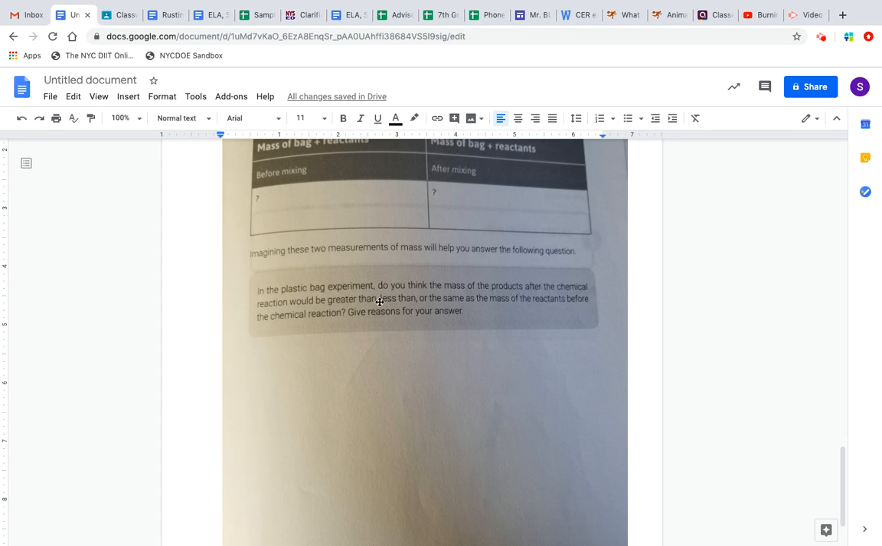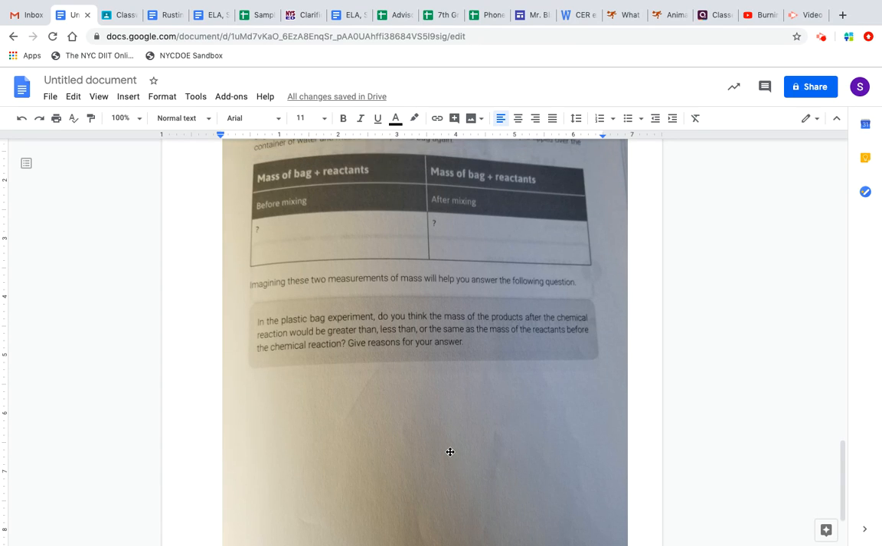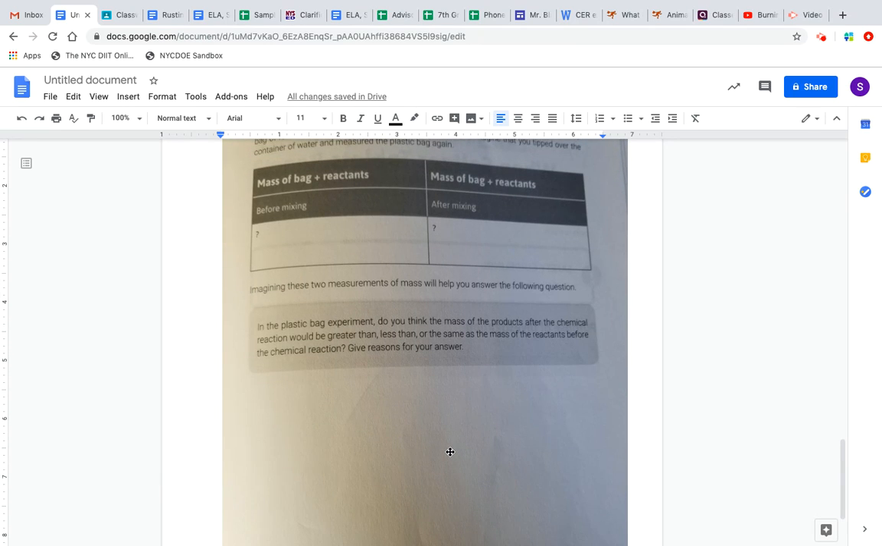In the plastic bag experiment, do you think the mass of the products after the chemical reaction would be greater than, less than, or the same as the mass of the reactants before the chemical reaction? Give your reasons for your answer. Think about what we've learned about mass. You already know what chemical reactions are, but focus on that definition that you know of mass and answer this question.